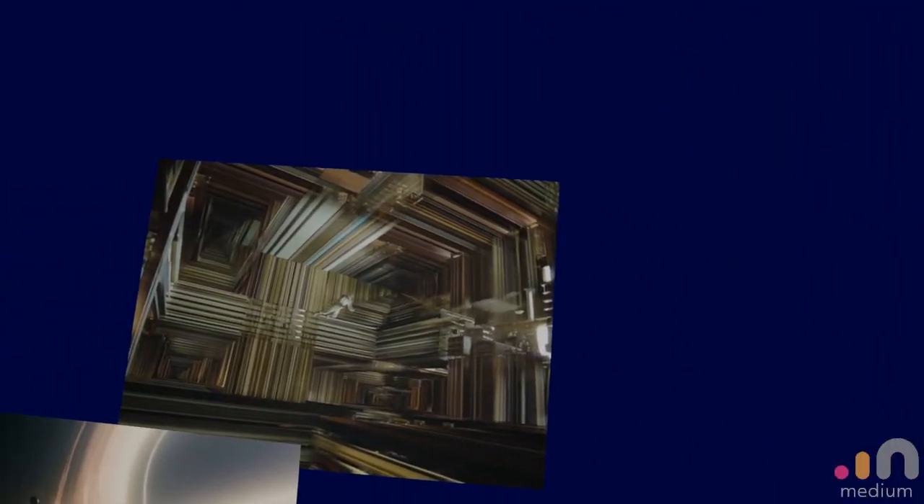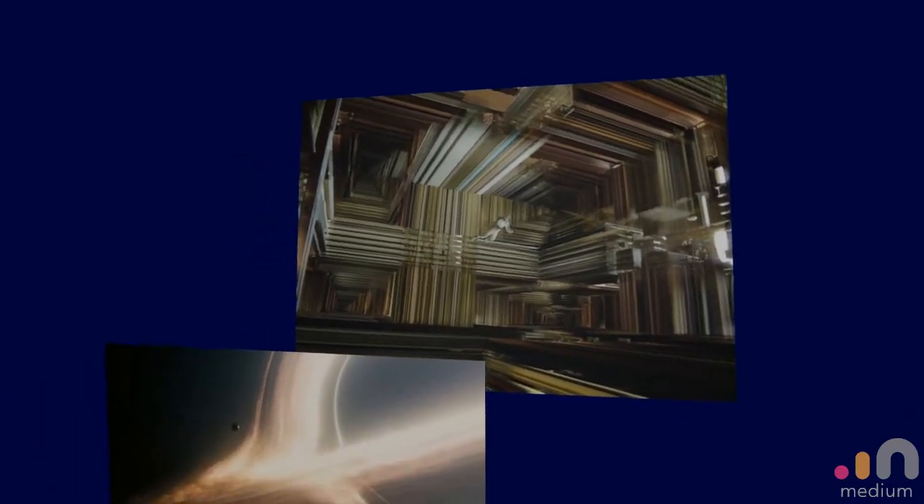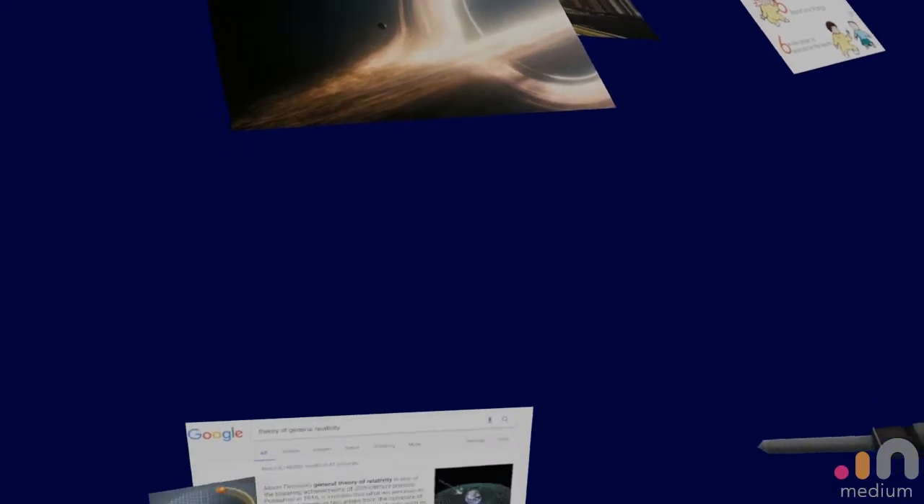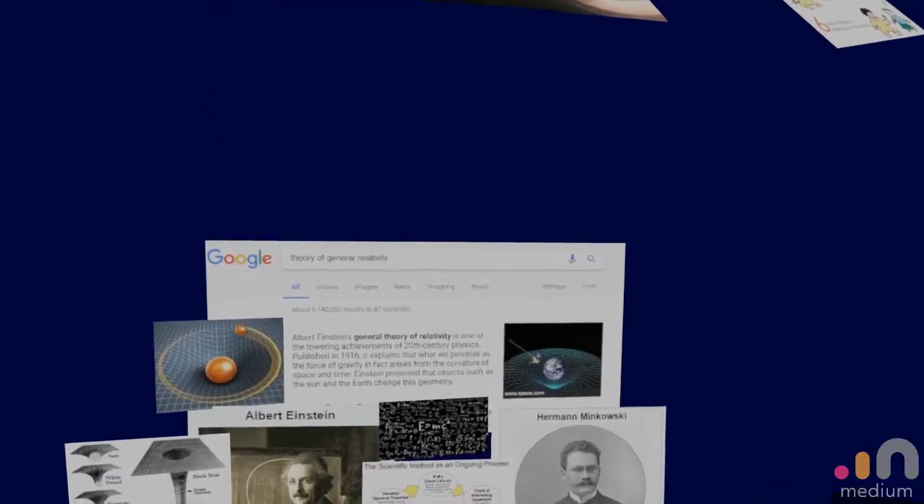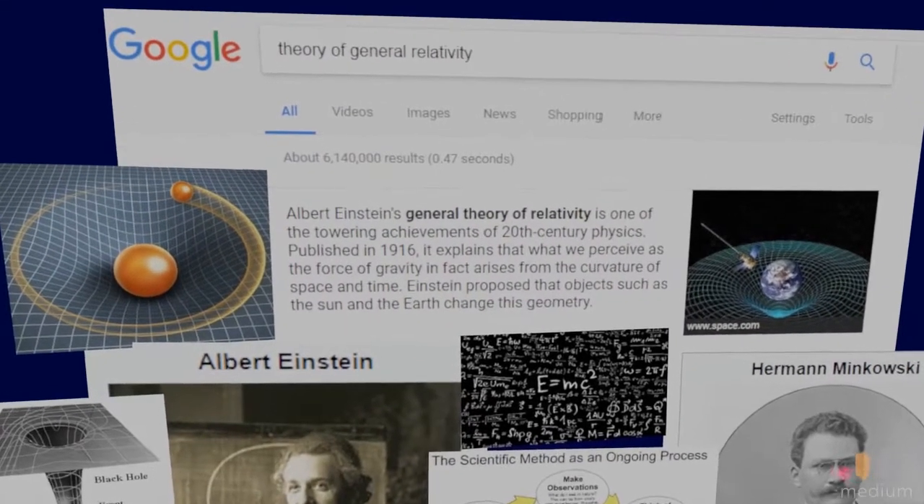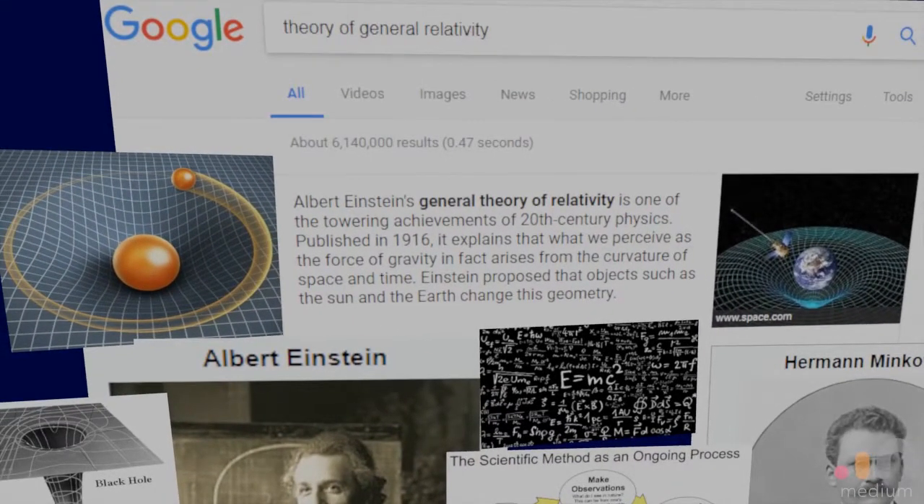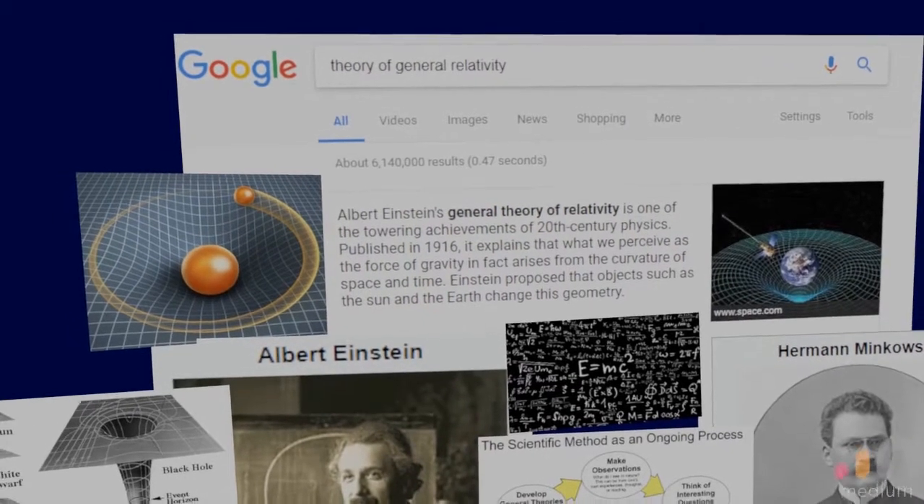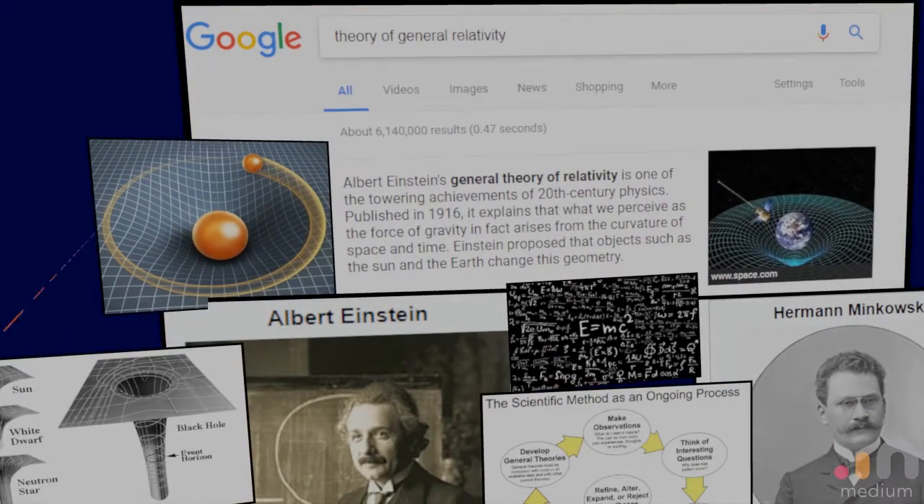So now that we have a general understanding of the scientific method, let's look at how we arrived at time dilation and the visual effects seen in Interstellar. It all stems, really, from Albert Einstein's theory of general relativity, one of the towering achievements of 20th century physics. Published in 1916, it explains that what we perceive as the force of gravity in fact arises from the curvature of space and time. Einstein proposed that objects such as the sun and the earth change this geometry.